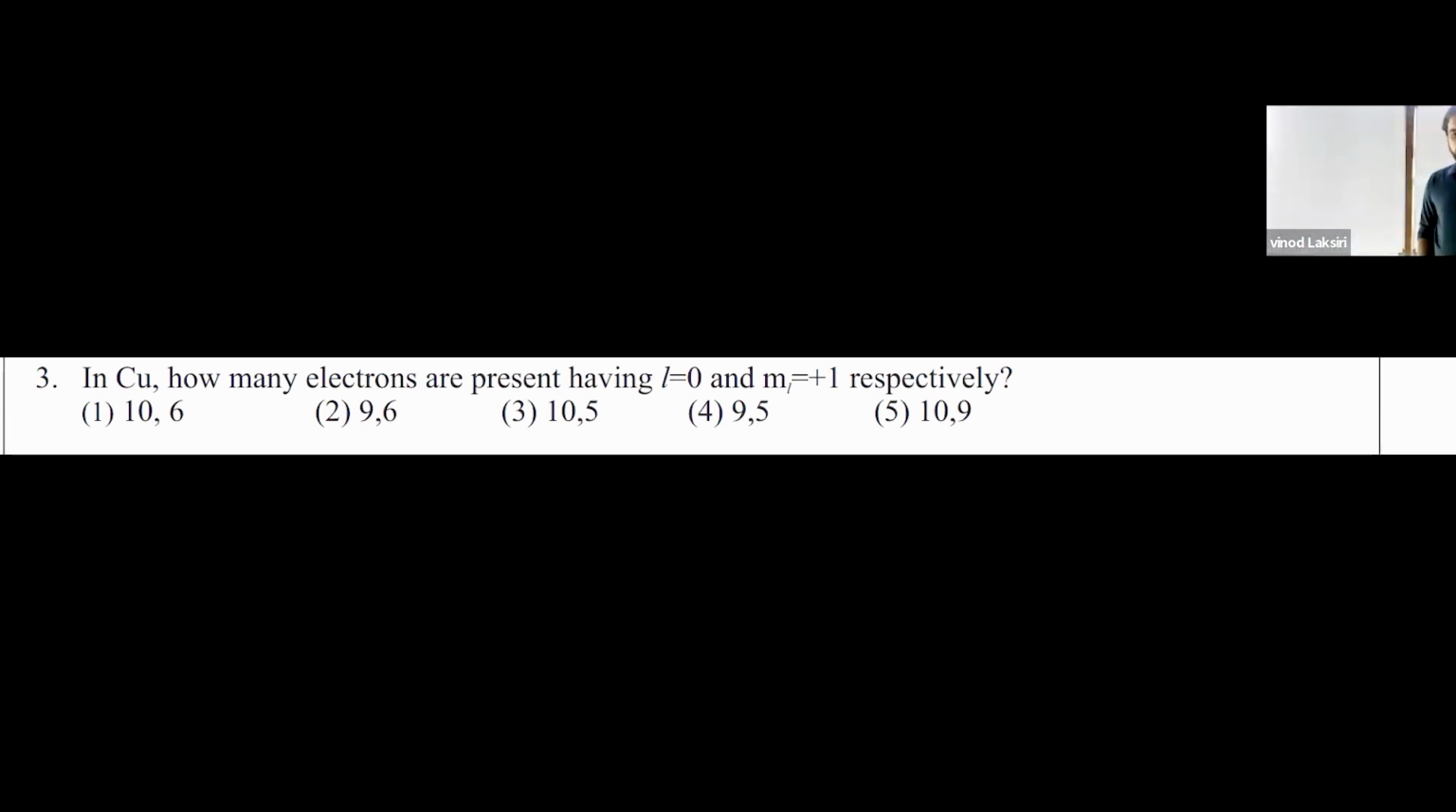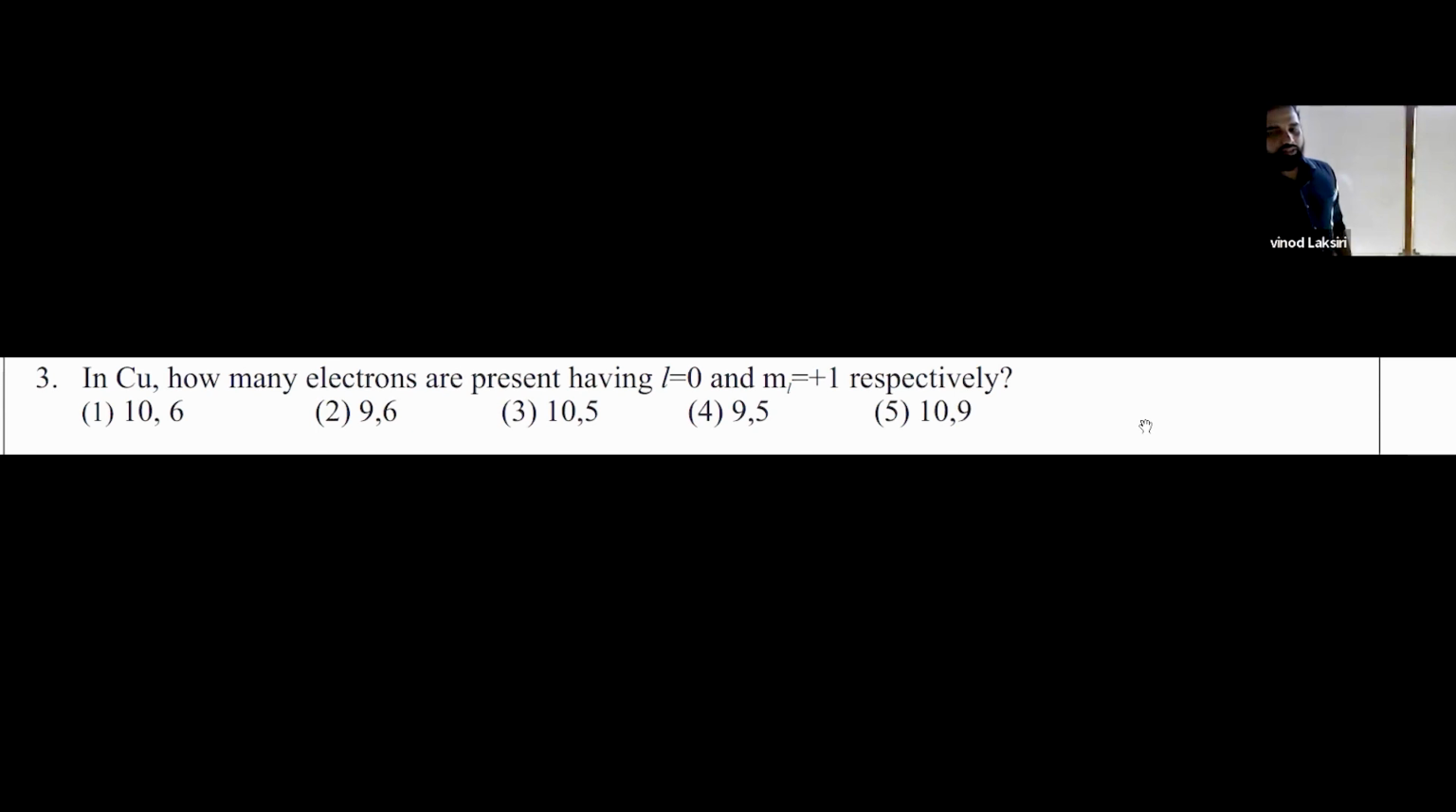So Ml and L are known as which quantum numbers? First, the principal quantum number, then the magnetic quantum number, then the angular momentum quantum number, then the last one, the spin quantum number. The principal quantum number represents the main energy level. Then the magnetic quantum number represents the orbital, and the spin quantum number represents the spin, right? So L equal 0 is the sub energy level, and Ml equal plus 1 represents some orbital, right?